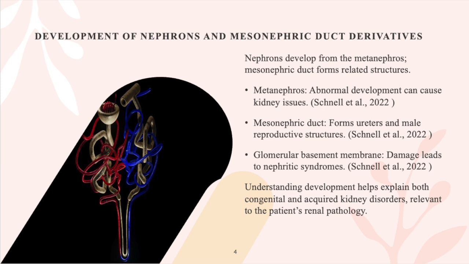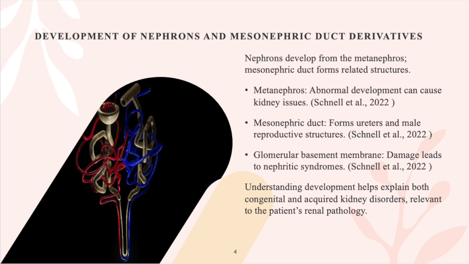One of the disruptions in the nephrons and mesonephric duct can lead to congenital or acquired renal pathologies. See, during fetal development, the metanephros give rise to the nephrons. And the patient's hematuria and proteinuria could indicate abnormal nephron development or later acquired damage. Now, the mesonephric duct forms the ureter, vas deferens, and seminal vesicles, which are essential for renal function.